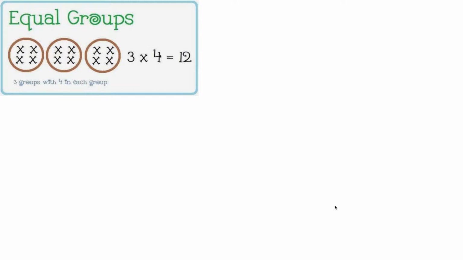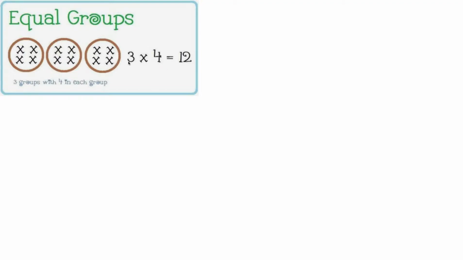We can also use the equal groups model. It's similar to repeated addition. Each group has the same number of elements in it. Let's suppose we can see that in each circle, I have 4 x's. So how many x's are there in total? I can do 4 plus 4 plus 4, but I can also say that there are 3 groups, and in each group I have 4 x's. So the total is 12 x's.